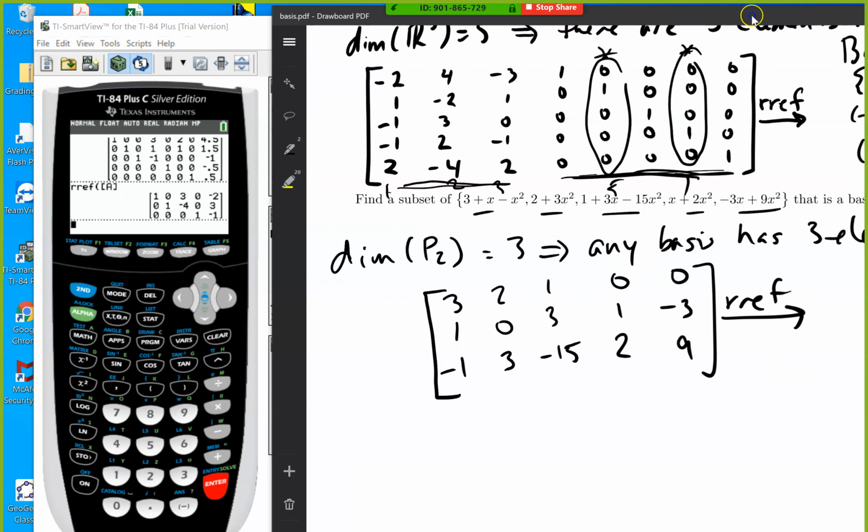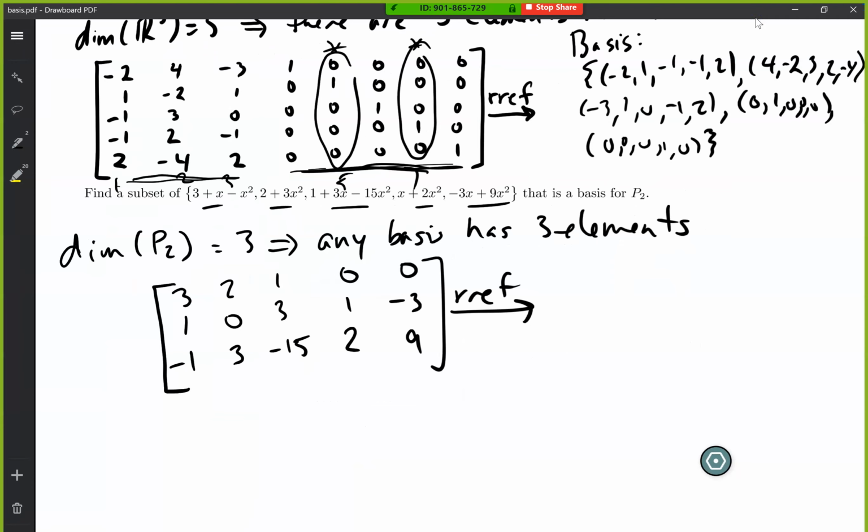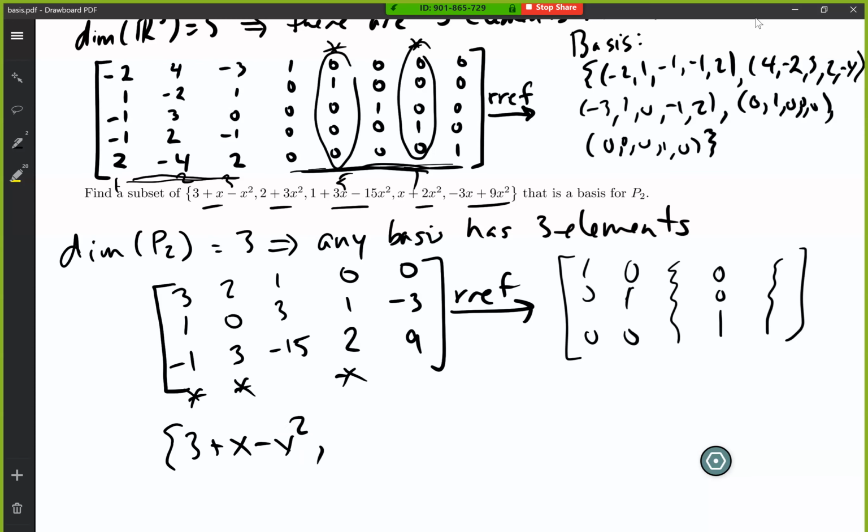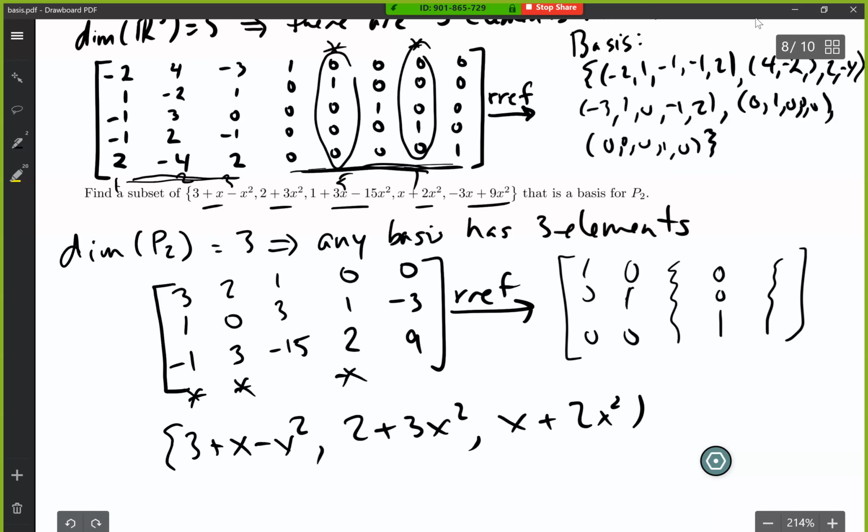So going back to the original, I don't remember what the other numbers were, by the way, but this is 1, 0, 0, 0, 1, 0, something, and then 0, 0, 1, and then something over here. These tell me that I want to go grab column 1, column 2, and column 4. So your basis will be 3 plus x minus x squared. Number 2 was 2 plus 3x squared. And number 4 was x plus 2x squared.